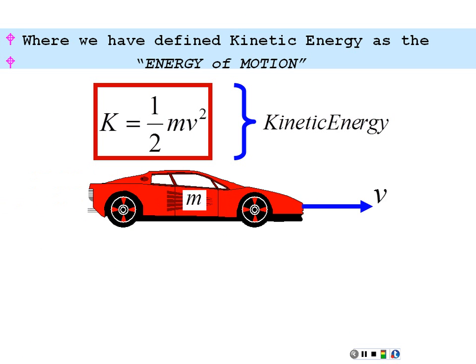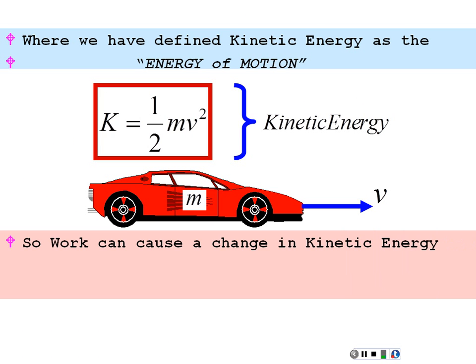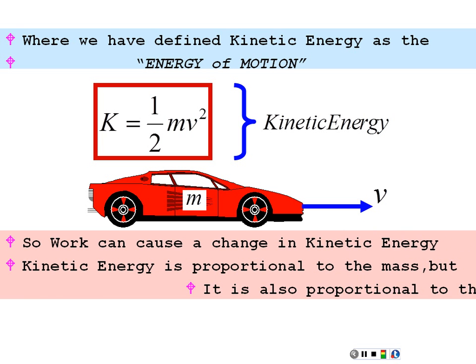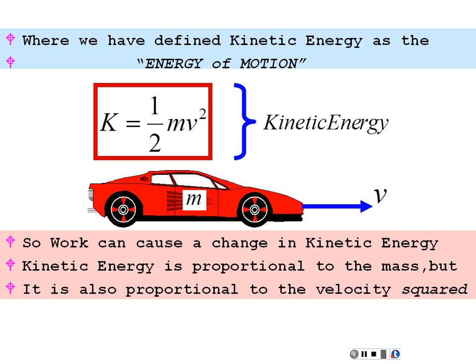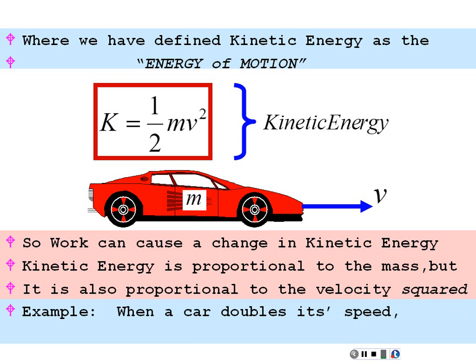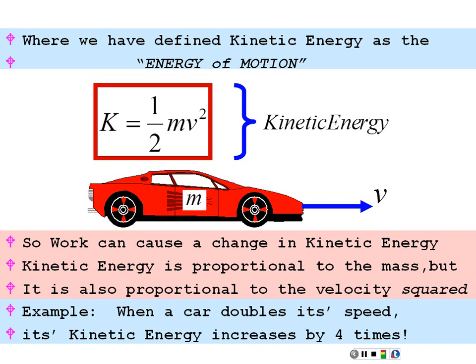So any mass with some velocity will have a certain amount of kinetic energy. And we can see that this kinetic energy is proportional to the mass and proportional to the velocity squared. So the larger the object is, the more kinetic energy it's going to have. But the faster an object's moving, it's going to have a lot more kinetic energy. For example, when a car doubles its speed, its kinetic energy will increase by 4 times.